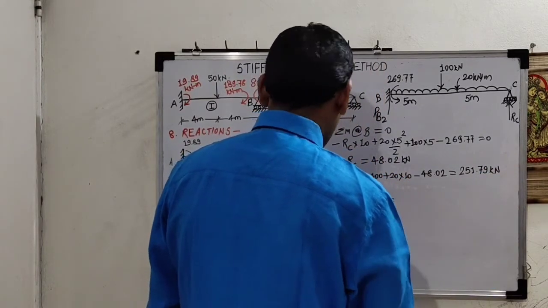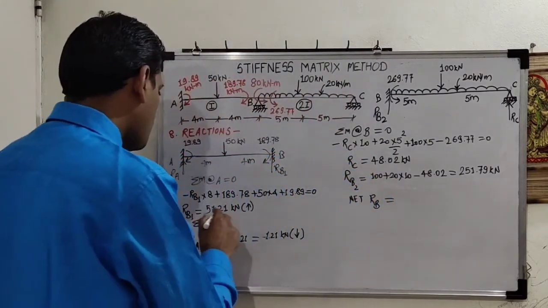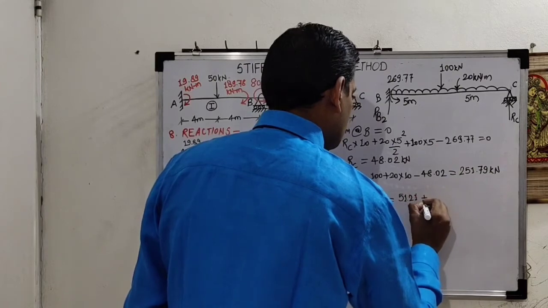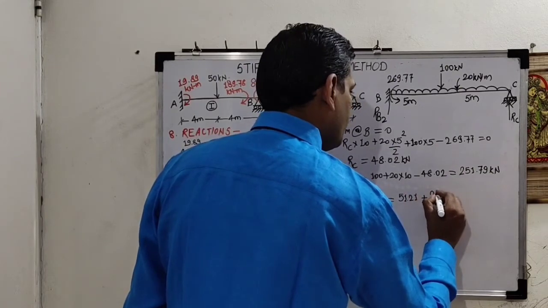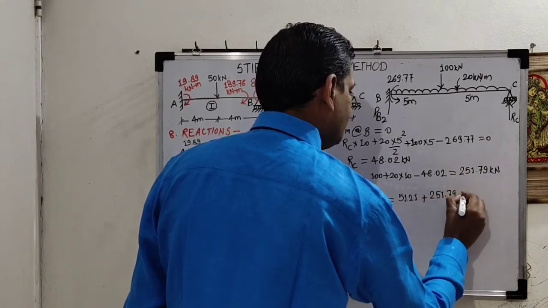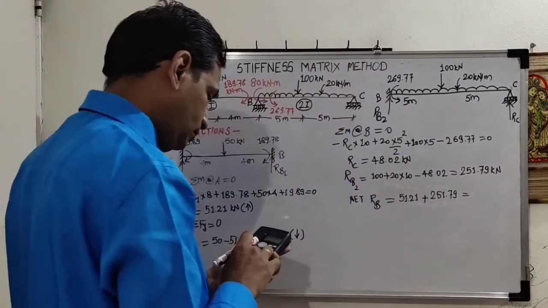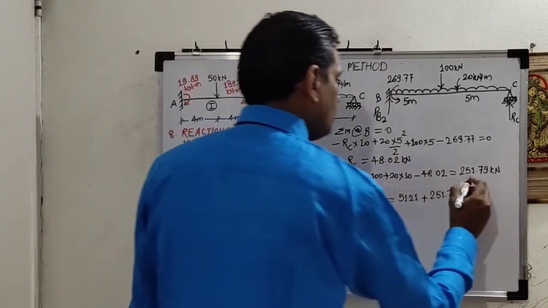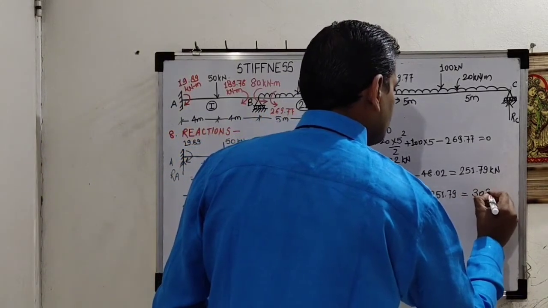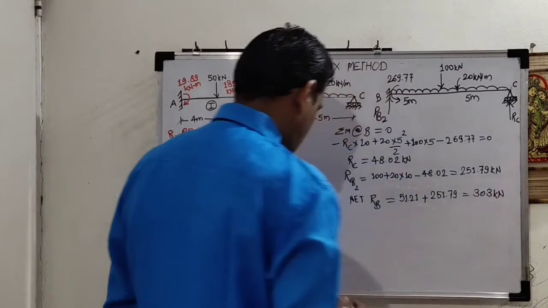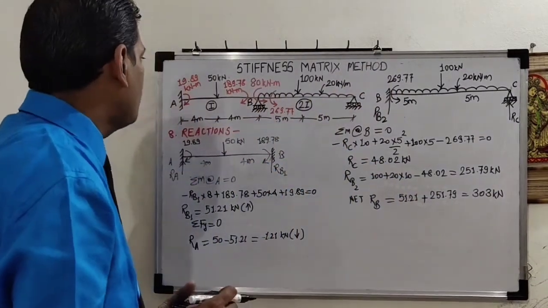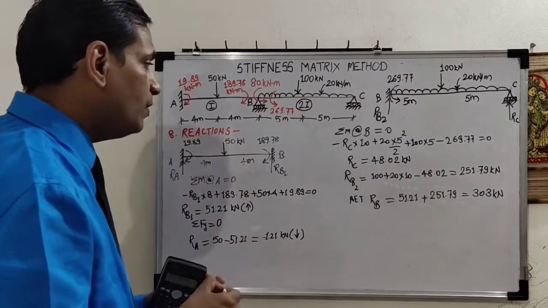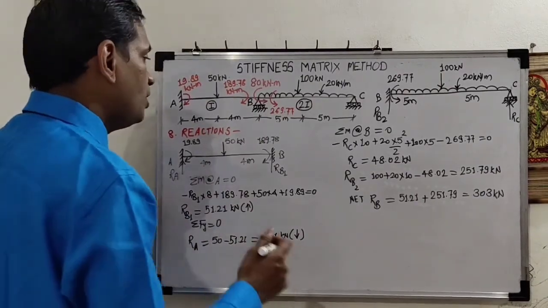So net RB, what will be net RB? RB1 plus RB2. So RB1 is 51.21 plus RB2 is 251.79. So it is 303. Net RB value is 303 kilonewton. So let us show these reactions first in the loading diagram. Then we will go for shear force diagram.